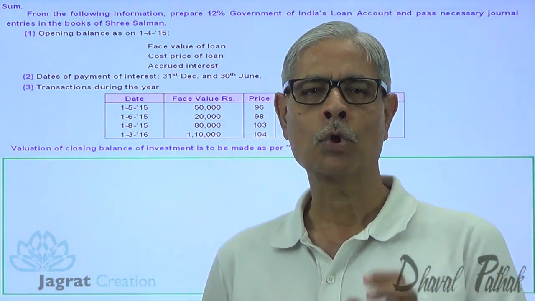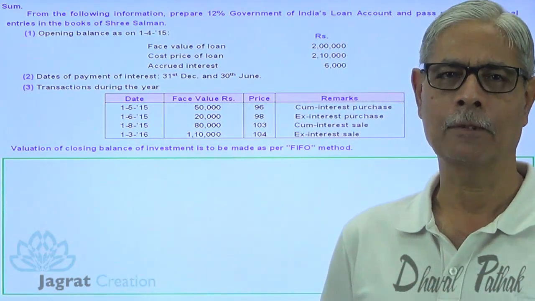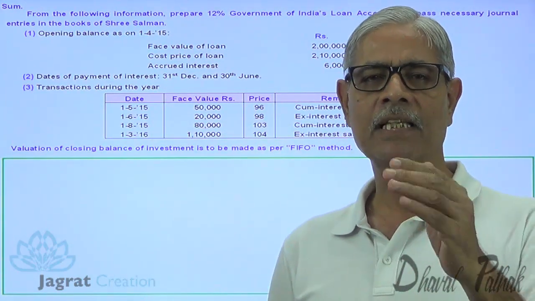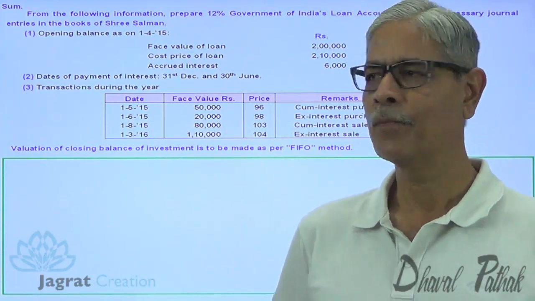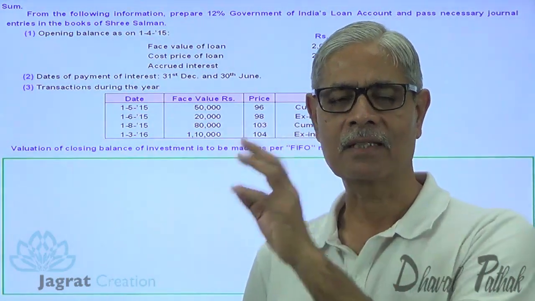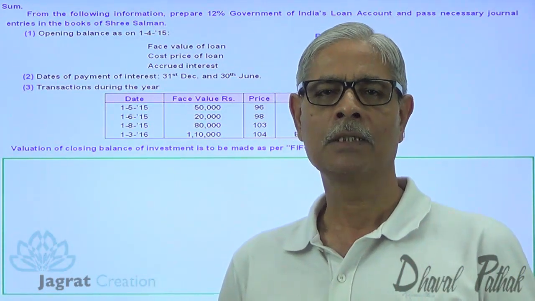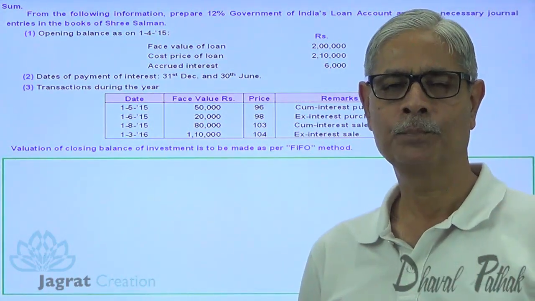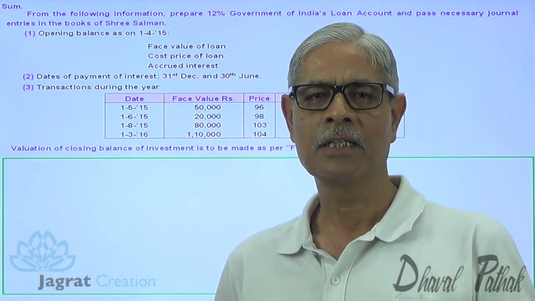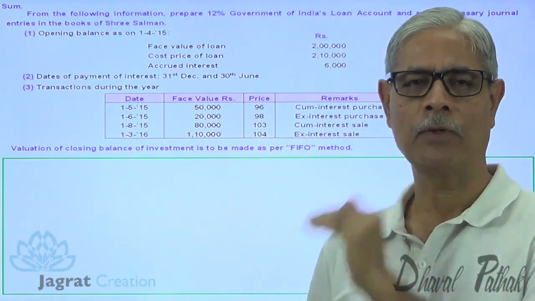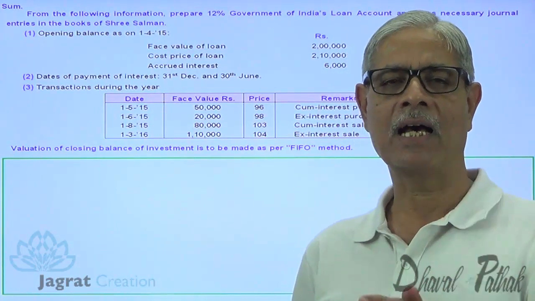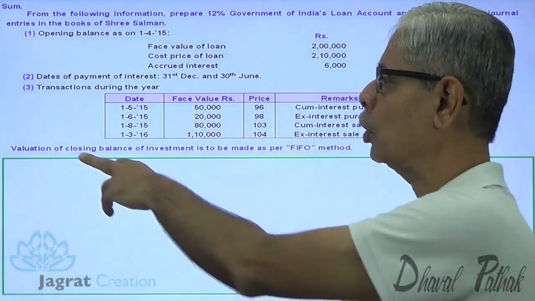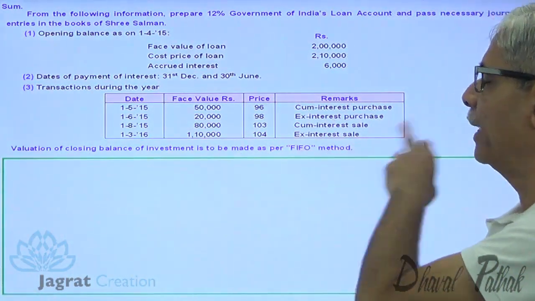So the concepts that I have told you so far: opening balance of investment will be recorded at cost. Purchases will be debited to the investment account at cost. Sales of investment will be recorded at sales value. The closing balance of investment will be valued as per FIFO method, that is, first in, first out method. So investment purchased first is sold first. Investment purchased next is sold next. That is the implication of FIFO method. So valuation of the closing balance of investment is to be made on FIFO method.